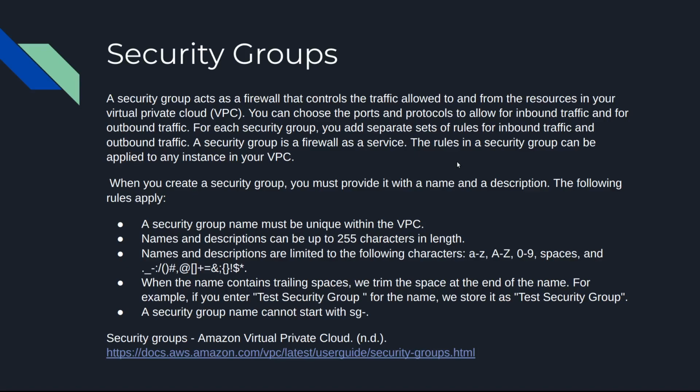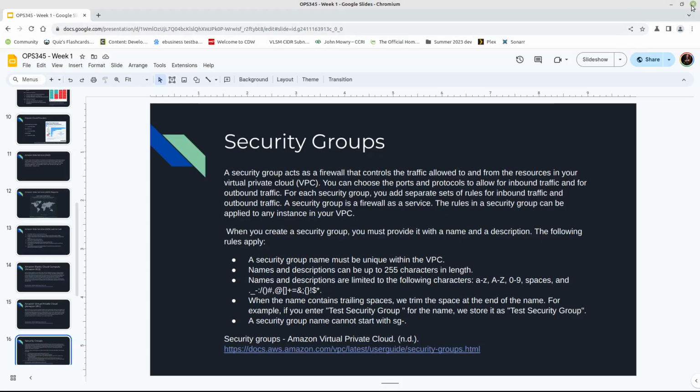Now, security groups, remember we talked about last week? They're like a firewall as a service, essentially. They control traffic both in and out of your cloud. We're going to modify the security group to allow SSH incoming, if I recall correctly. We'll see when we get there. And we're going to do some other stuff too. So, let's get rid of the slides. We don't need them anymore.